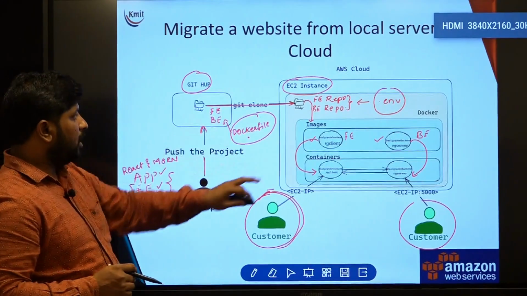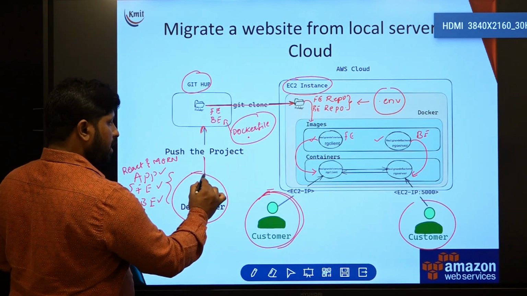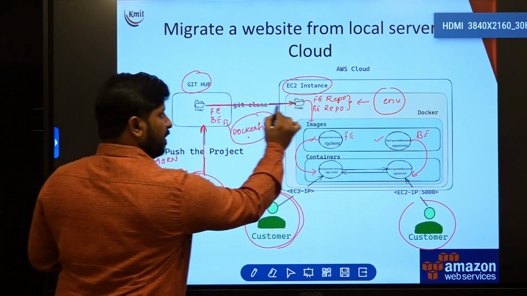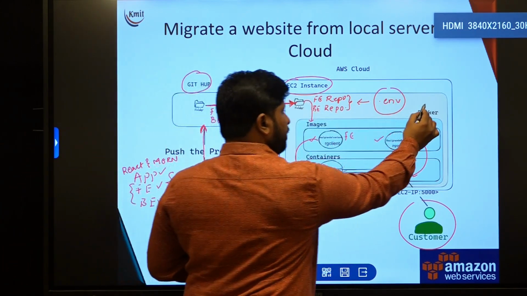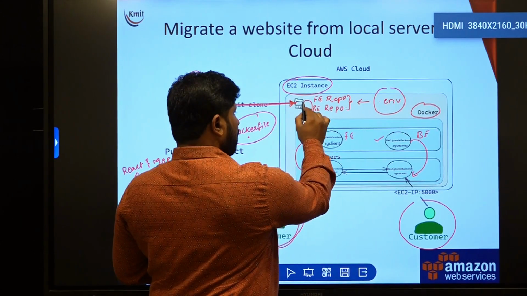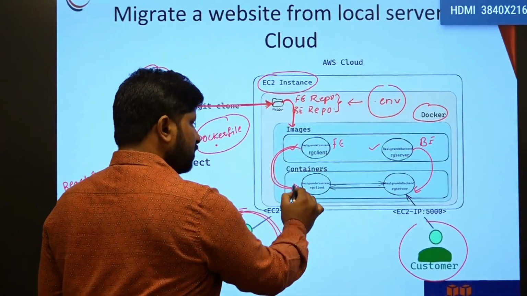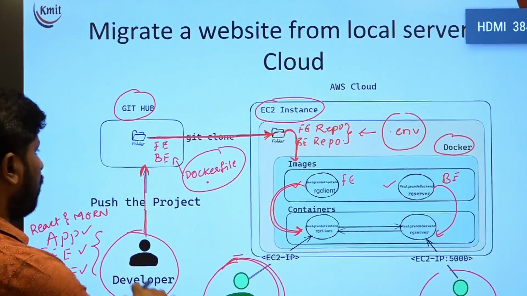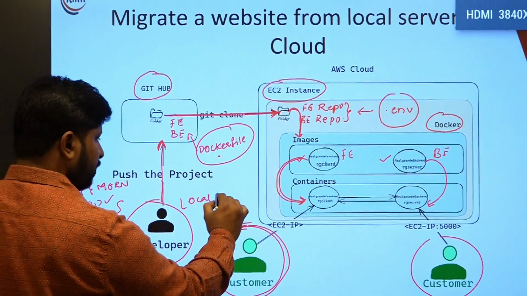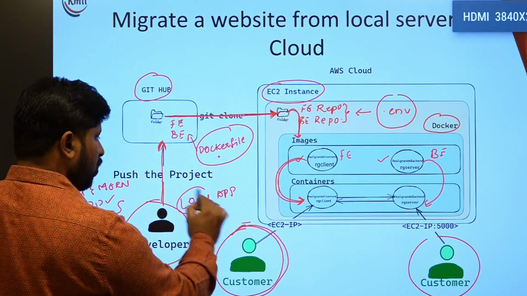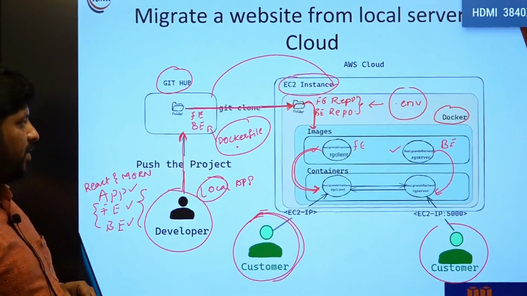This is what the entire structure is, where the developer is developing some code and pushing it into GitHub. From GitHub, we will be cloning onto our EC2 instance. In the EC2 instance, we will be installing Docker. In Docker, we will be converting the projects into images, and in the Docker containers, we will be running the applications. This is how an application running on a local server is being deployed or migrated into a cloud environment.